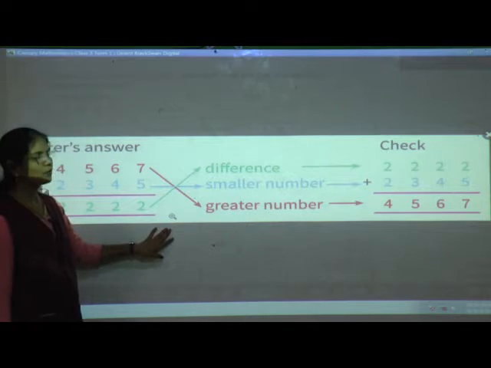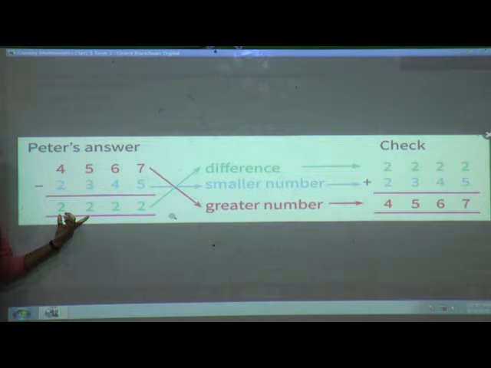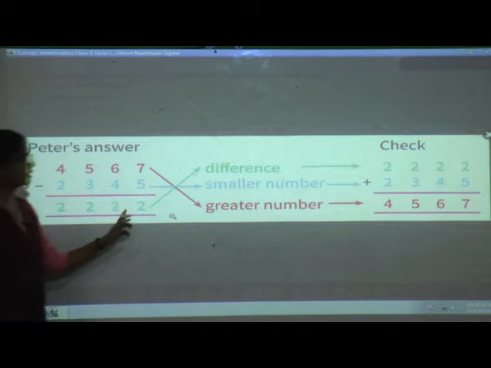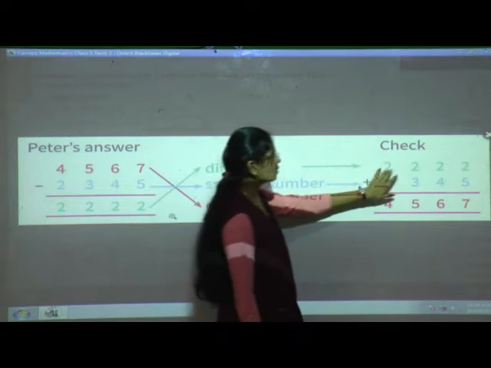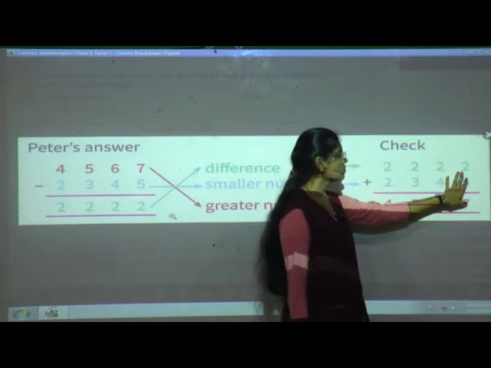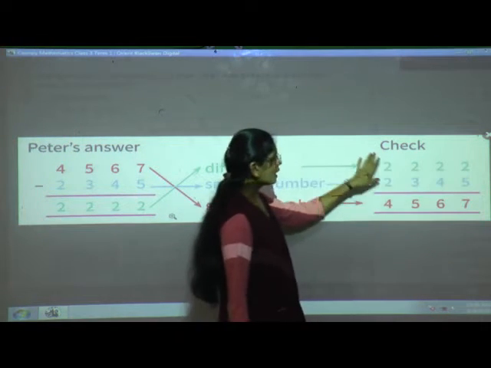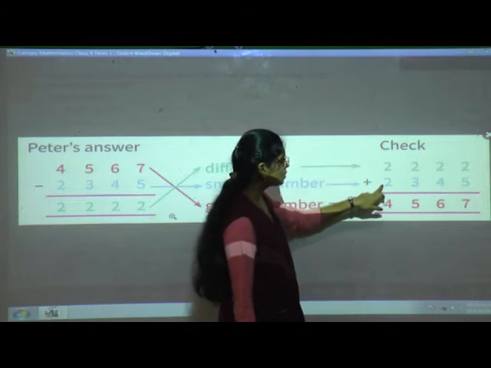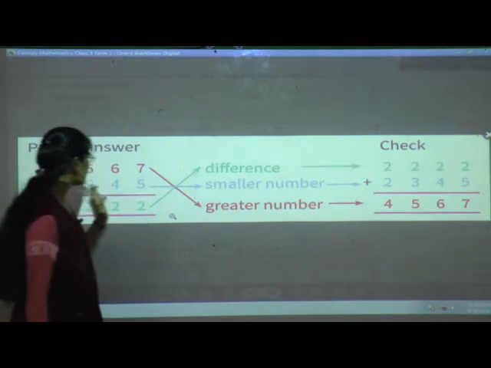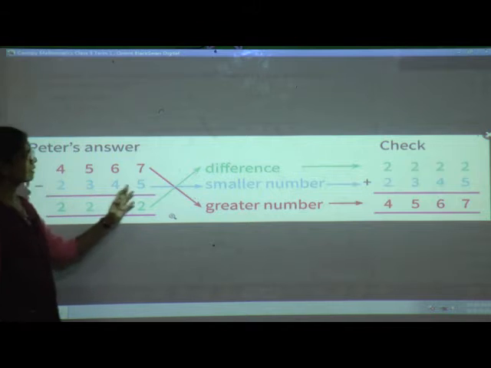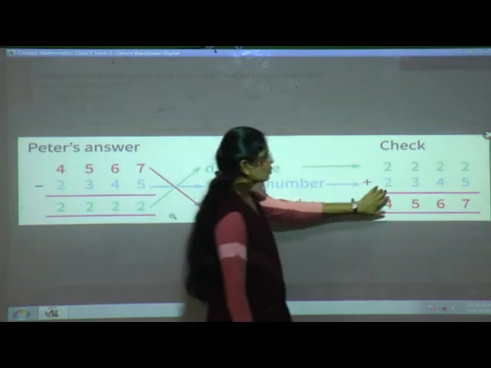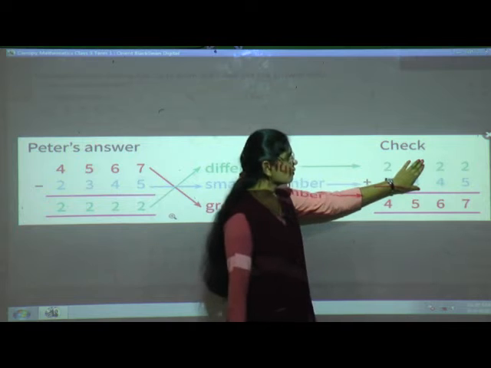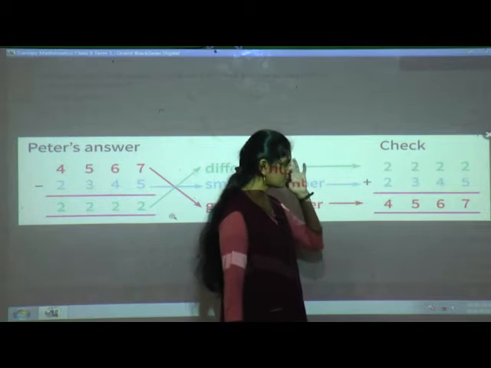Now for that, what we have to do? We have to take this difference. We have to add the difference to the smaller number. So first we will write the difference. What is the difference? 2222. Here we will write 2222 because we have to check. So for that we have to add the difference to the smaller number. Now what is the smaller number? The smaller number is 2345. Here we will write 2345 and then we will add these two numbers.